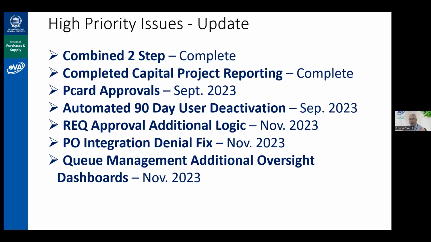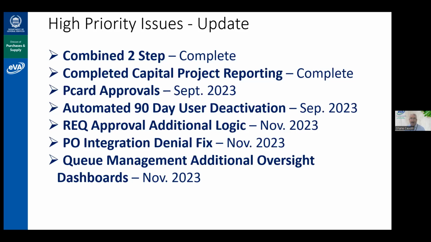So those are 2 items, the P-card approval, closing a bug that we had there, as well as this 90-day user deactivation. Those are set to go in September as well. So that's in addition to the slide that you just saw previously for some September items that are coming.